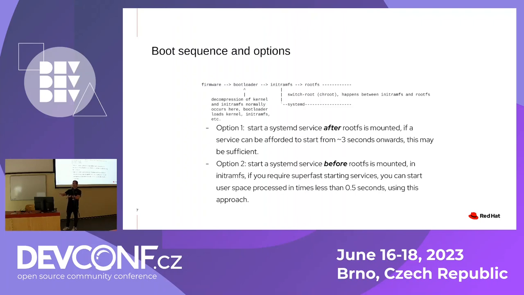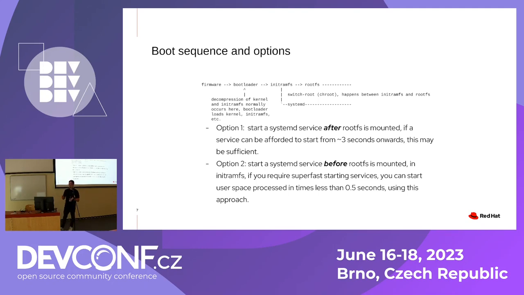So here I did a little ASCII diagram of how a Linux OS is booted from a certain perspective. Generally the firmware loads into some sort of bootloader, and normally that's where decompression of the kernel and init RAM disk occurs, even though that's not always the case. Then the first file system mounted is the initramfs, and that loads systemd and does a bunch of things, and then at some point we change the root file system from the initramfs to the normal root file system.